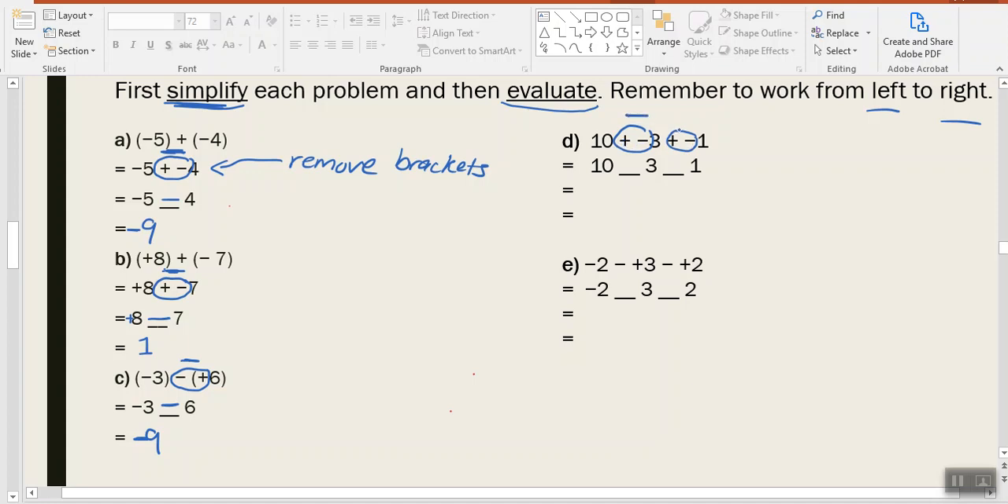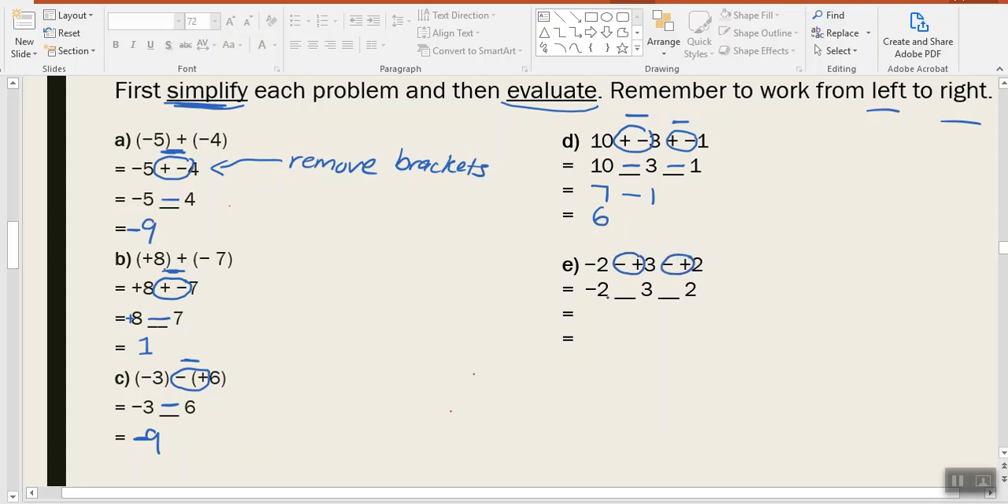So each one becomes a takeaway. So I've got 10, take away 3, and then take away 1. That's what goes in the gaps here. So left to right, let's do 10 take away 3 first. 10 take away 3 is 7. So 7, and then take away 1 is still there. And 7 take away 1 is just 6. So there I am.